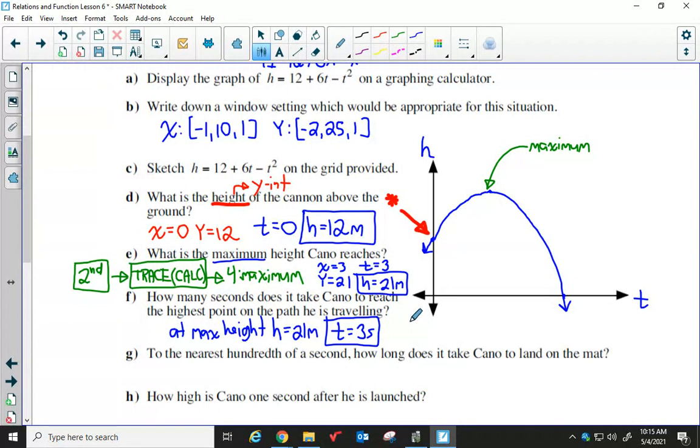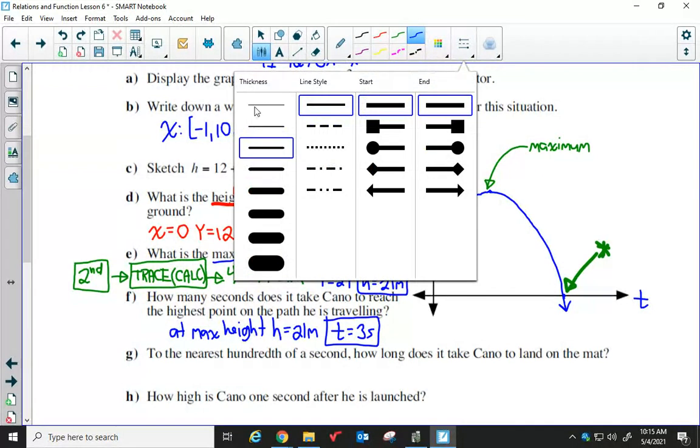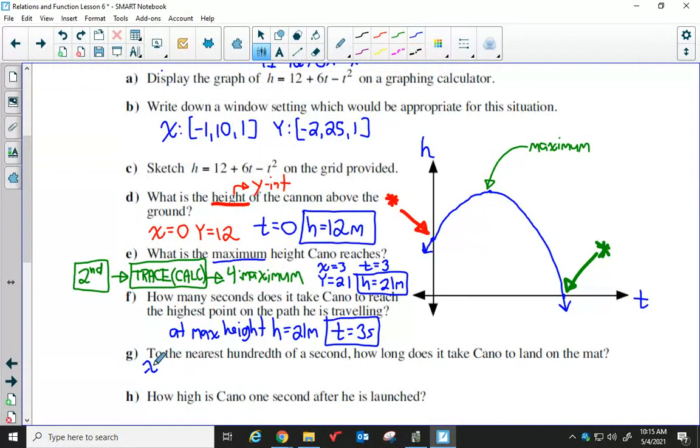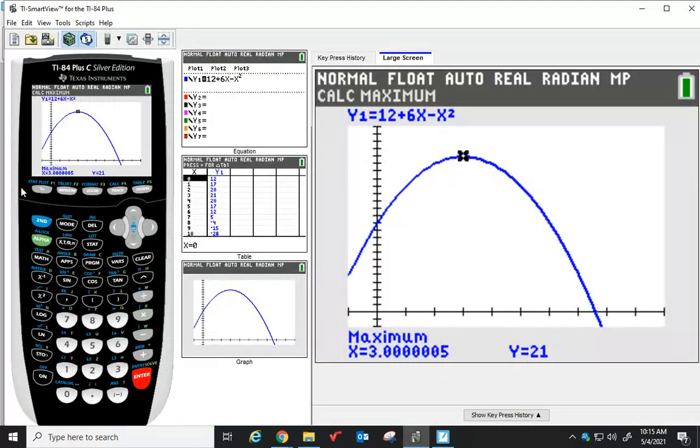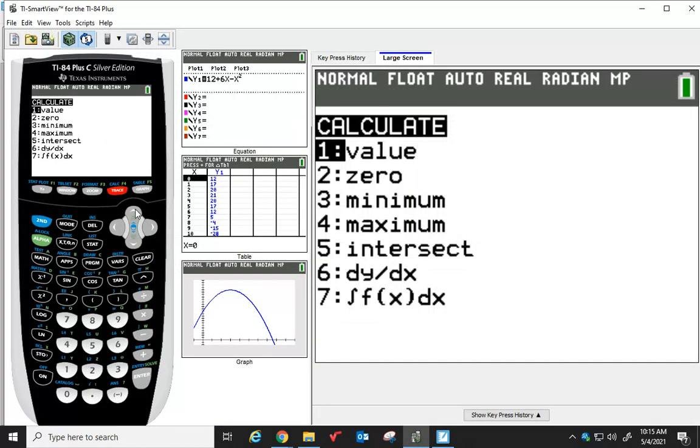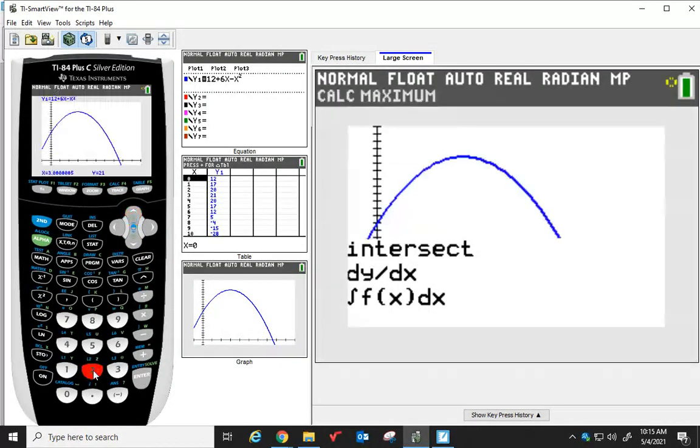Okay, G says to the nearest hundredth of a second, how long does it take for Kano to land on the mat? Okay, so when he lands on the mat, that's going to be at a different color. That's going to be at this position. So to figure out the time to hit the mat, we need to figure out the X-intercept. Okay, to get an X-intercept, go back to the calculator, hit second, and then trace for calculate. And then we go down to number 5, or just, no, sorry, number 5. We want X-intercept is a 0, so pick number 2.